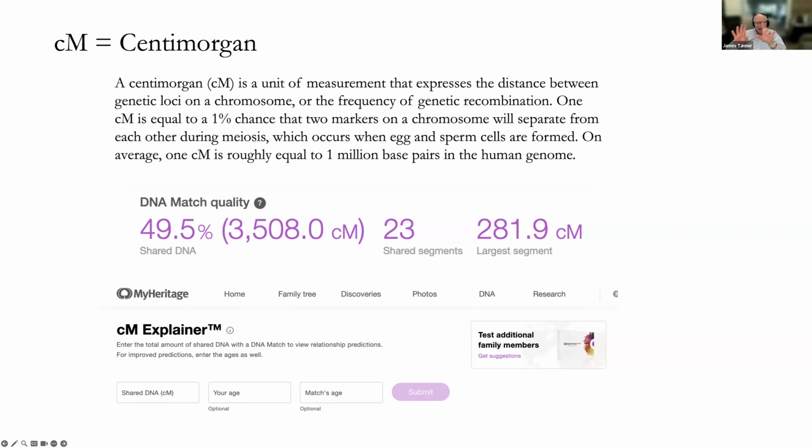Now there's other DNA testing that's not the same as what's done with MyHeritage. They test your male line and your female line, and those lines can be tested and taken back many, many generations. But those tests are very specialized.